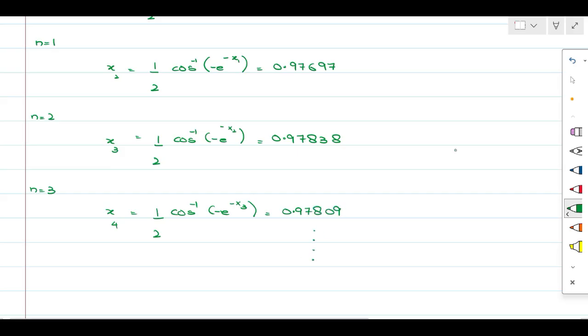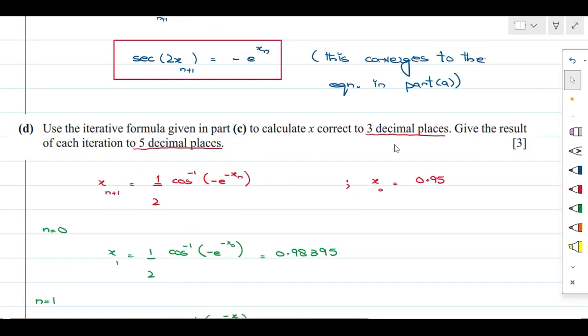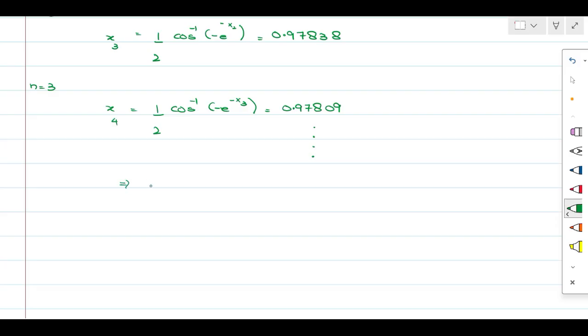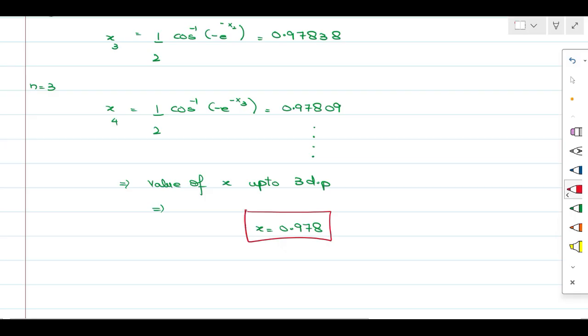Now we can easily guess what the value of x is, correct to 3 decimal places. 0.97809 rounds to 0.978. So 0.978 is the better estimate. This implies the value of x up to 3 decimal places is x equal to 0.978. That is the better estimate. This is the value of x. I hope this is clear now. Okay.